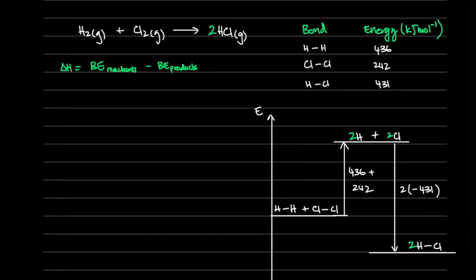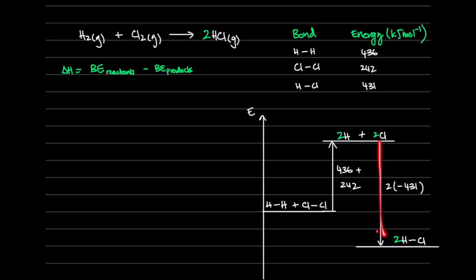Okay, and again, why are you subtracting the bond energy of the products? Because when bonds form, the enthalpy change is negative, it's exothermic. The bond energy value is given as positive, but if this energy is being released, it means the enthalpy change will be negative, so we have to subtract that.